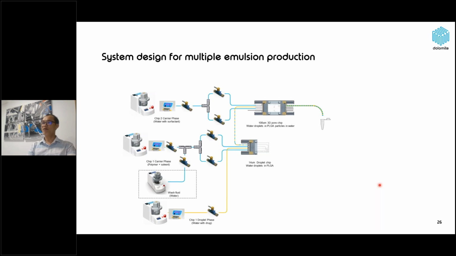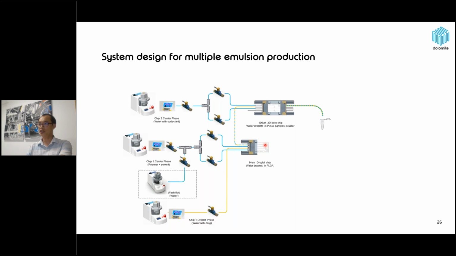Here is the system design for multiple emulsion production. So we use 3 pumps, and maybe 1 more pump for washing fluids or the washing process. And we use 2 chips in this case. For the first chip, 1 pump we connect as the droplet phase, like water with drug.